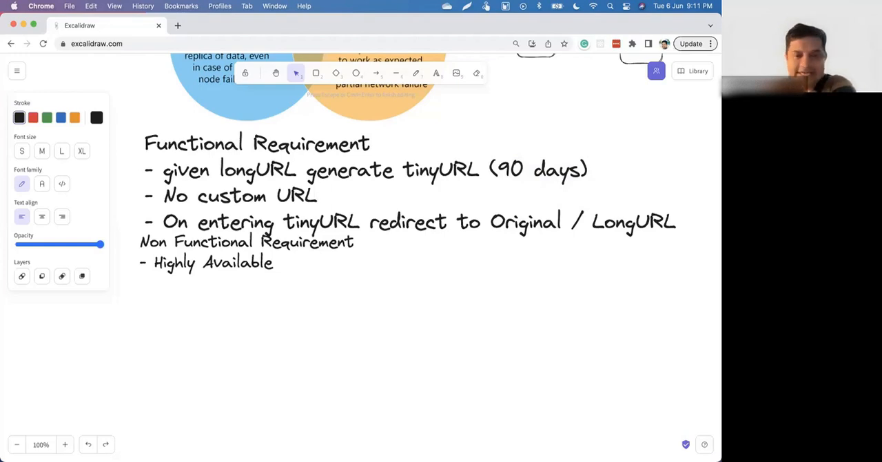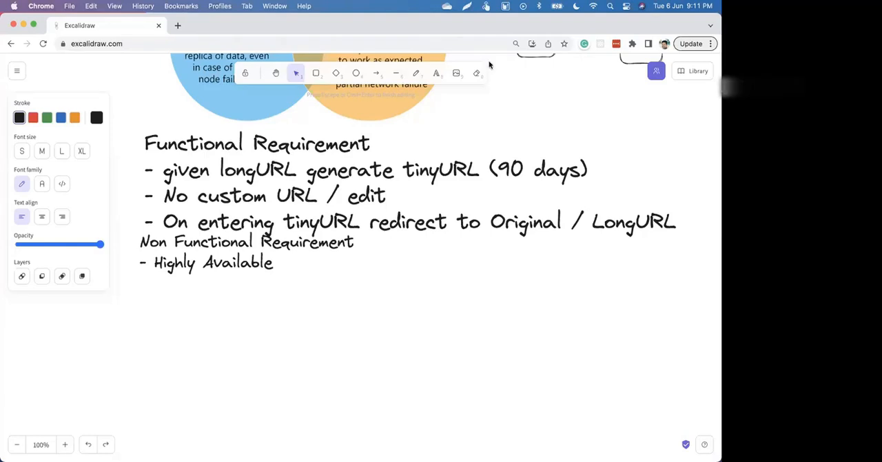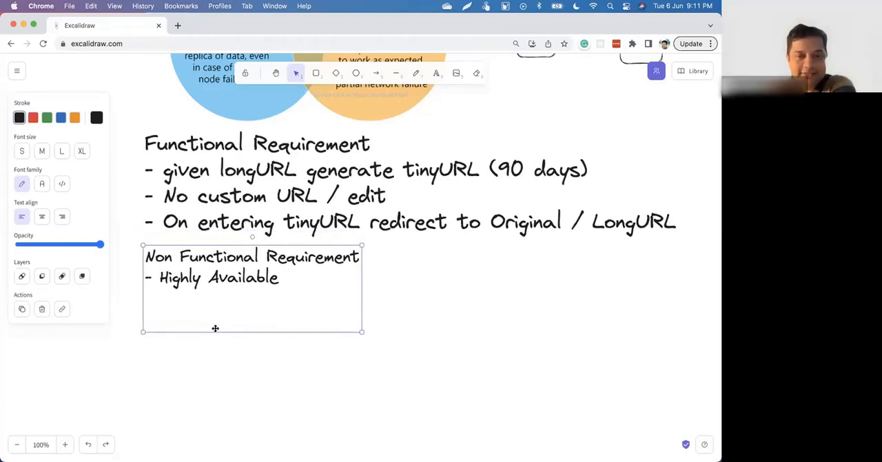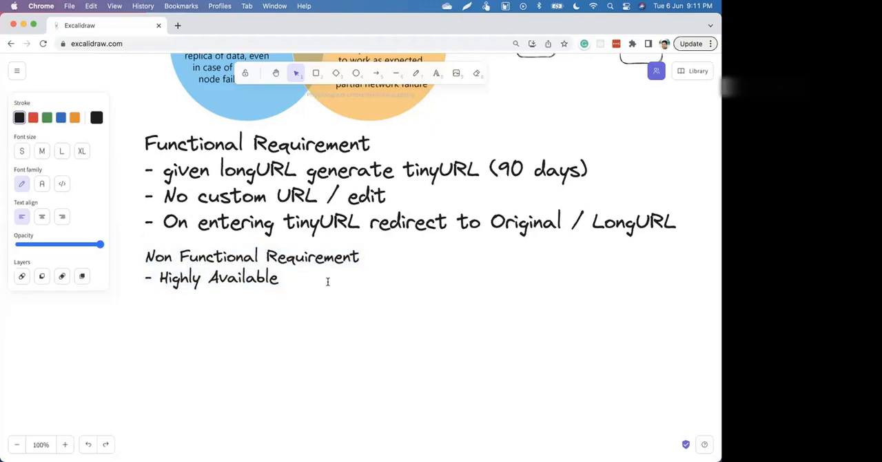Or you cannot edit, right? Can I edit the tiny URL? This could also be a question. I may want to edit the original URL or I may want to edit the tiny URL. You can ask a few clarifying questions. Do not ask too many because time is a limit, right? We still have to solve this in 1 hour.